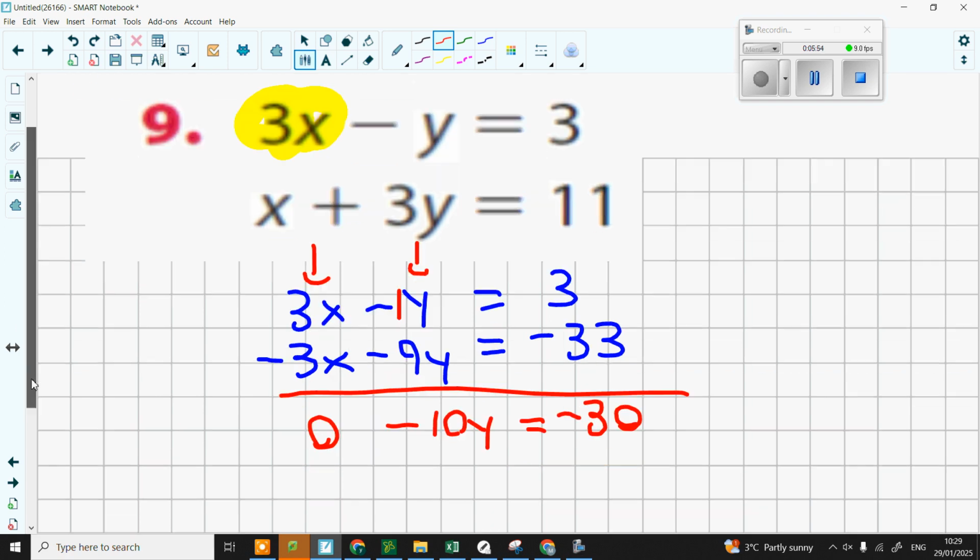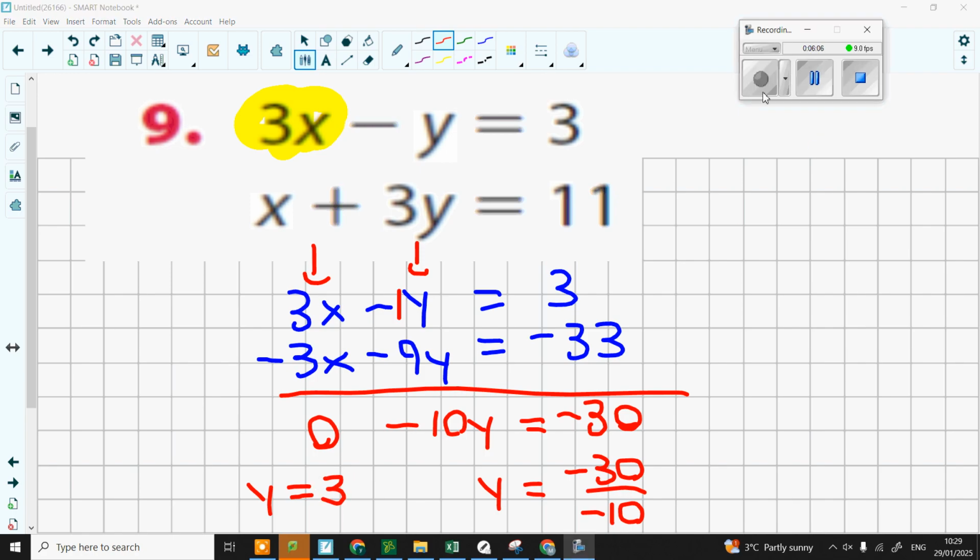Then y on its own is what? Minus 30 divided by minus 10. Y equals 3. Perfect, full marks. No, not full marks. You still have to figure out what x is. Your choice, A or B.